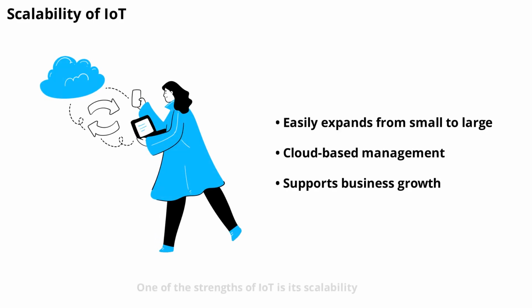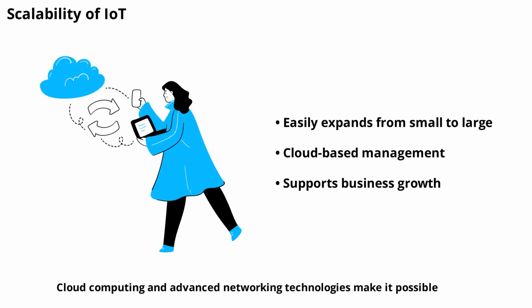One of the strengths of IoT is its scalability. Networks can start small, with just a few devices, and grow to include thousands or even millions. This scalability is important for businesses and cities looking to expand their IoT solutions over time. Cloud computing and advanced networking technologies make it possible to manage large numbers of devices efficiently and securely.